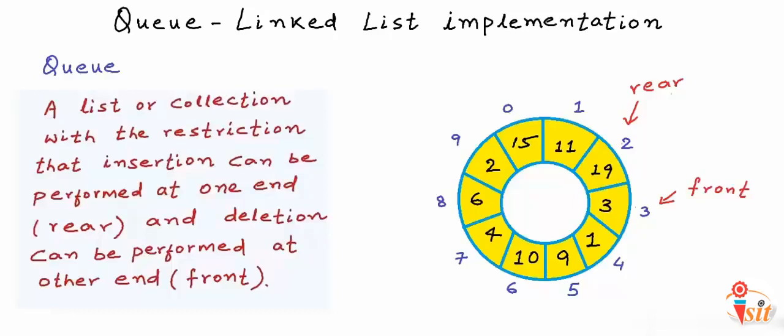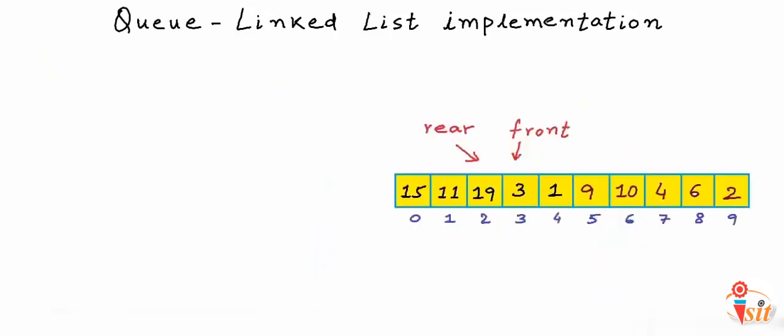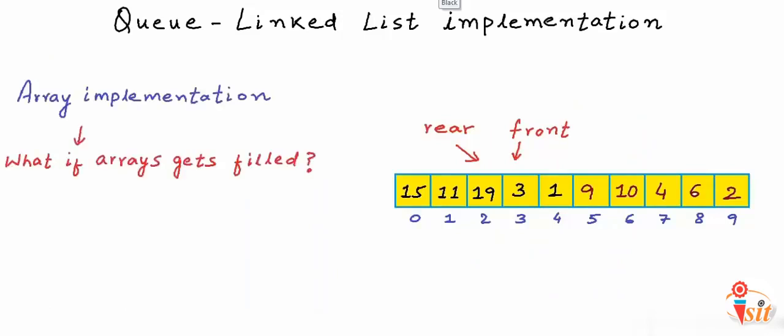We can avoid this problem if we use linked list to implement queue. Please note that this representation of circular array that I'm showing here is only a logical way of looking at an array. We can show this array like this also. As I was saying, in an array implementation, we will have this question: what if array gets filled? And we need to take care of this.